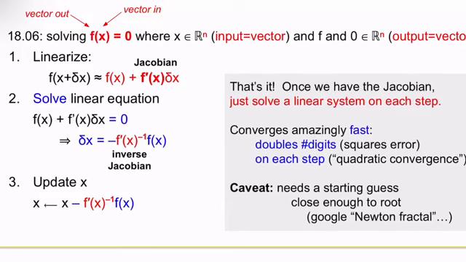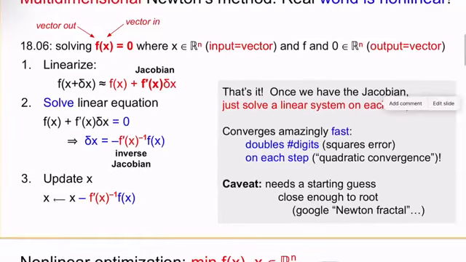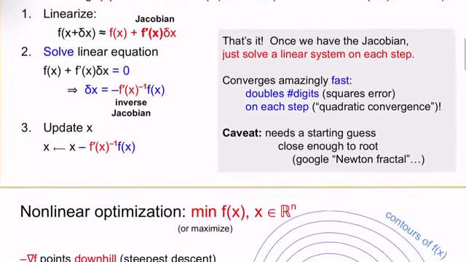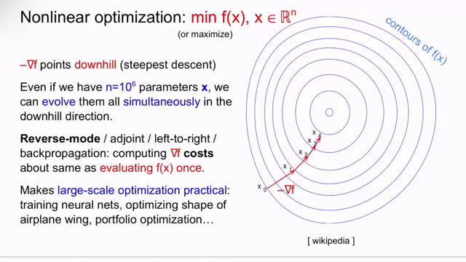This is a great application for Jacobians and for derivatives in general, right? Of equations that take vectors in and give vectors out. And the other, even more famous application, I would say, is optimization. So in optimization, you have a scalar function, so you have a vector in and a scalar out, and you're trying to minimize it, for example, or maximize it. Maximizing, minimizing is just flipping the sign.